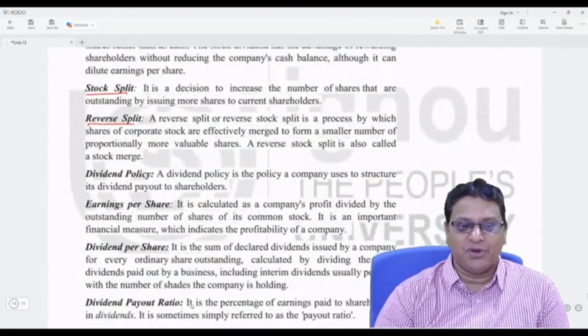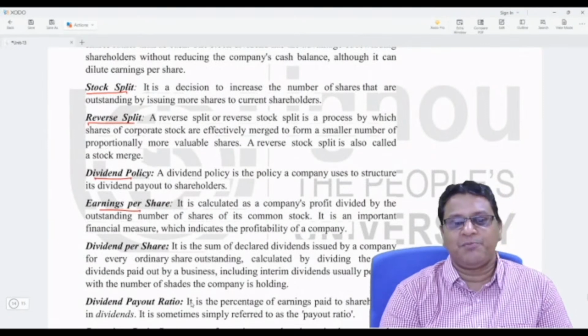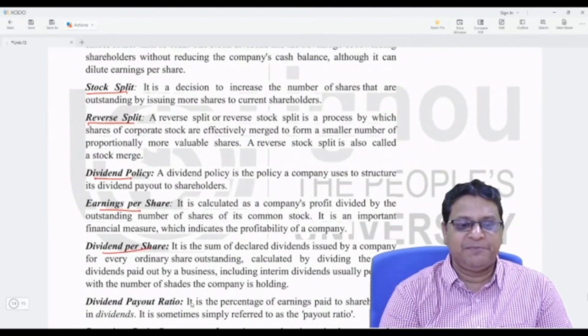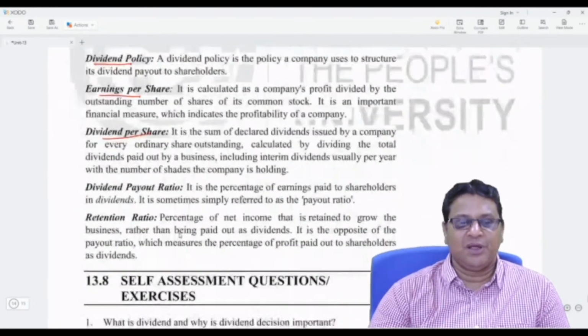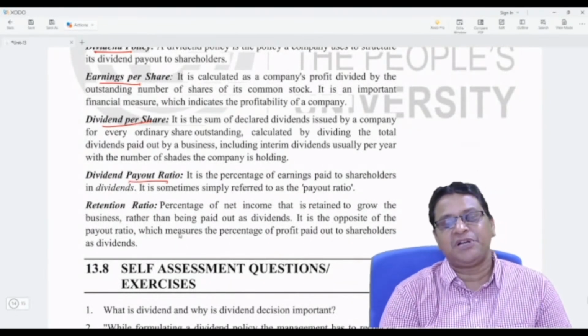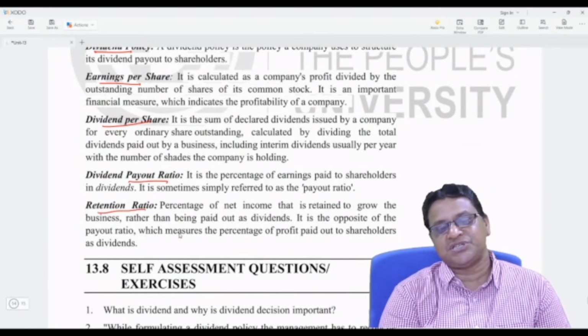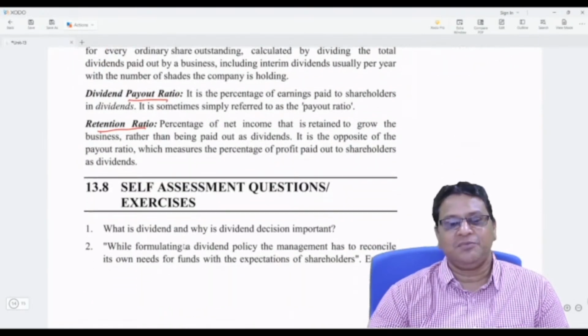Then we have dividend policy. Then we have a term called EPS. EPS, earning per share, is earning available to shareholders divided by number of shares. DPS, dividend per share, is dividend divided by number of shares. Then we have discussed payout ratio, that is the percentage of profit which is paid to shareholders as dividend. Then we have discussed retention ratio, the percentage of profit which is retained and reinvested in the business.